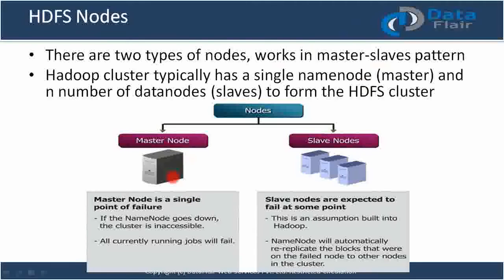Now guys, the master node is a single point of failure up to Hadoop 1. Please note down, up to Hadoop 1.x we have just one master. So being just one master, it would be a single point of failure.